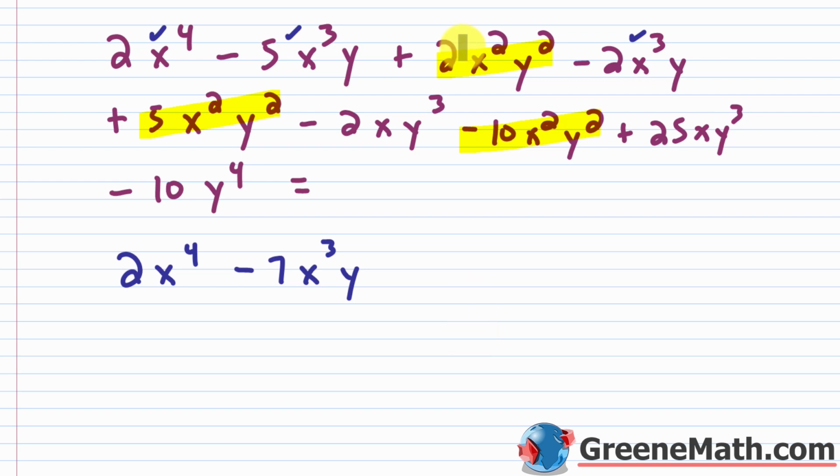Okay, so 2 plus 5 is 7, and then 7 minus 10 is negative 3. So let's put minus 3x squared y squared like this. I'm going to check this off, and this off. Let's get rid of this, and this, and this.